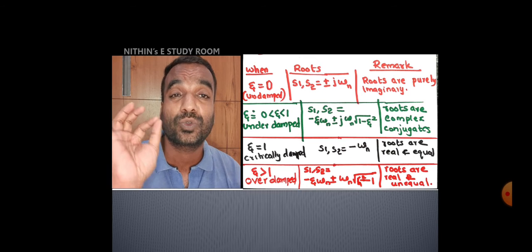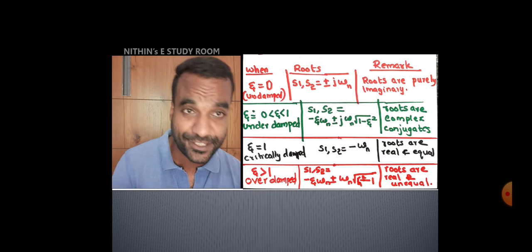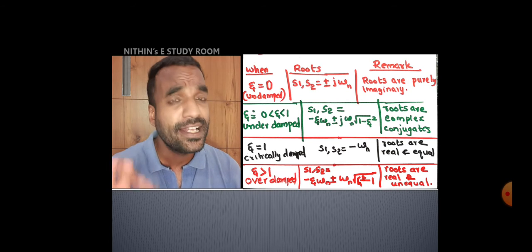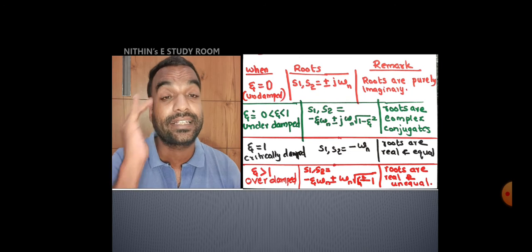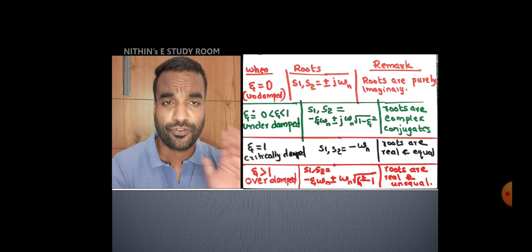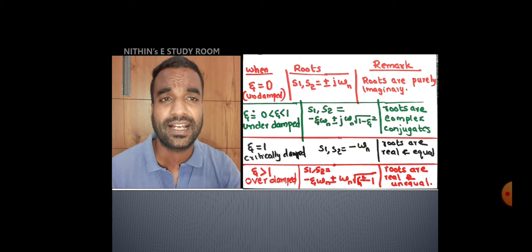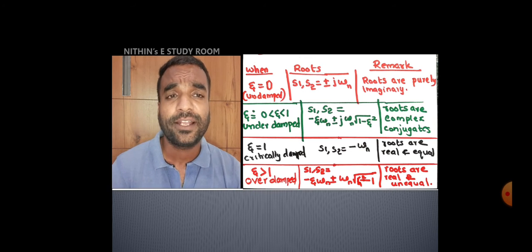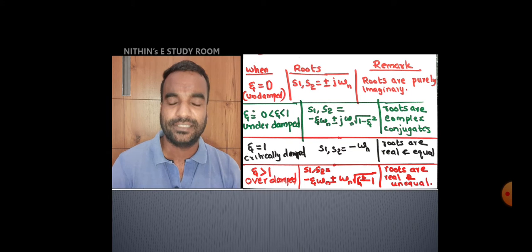So such roots are known as complex conjugates. So if roots are complex conjugates, you can definitely say the damping condition is underdamped, with eta between 0 and 1. The damping ratio or friction you are providing is specified as between 0 and 1. And if eta is equal to 1, it is a critically damped system.